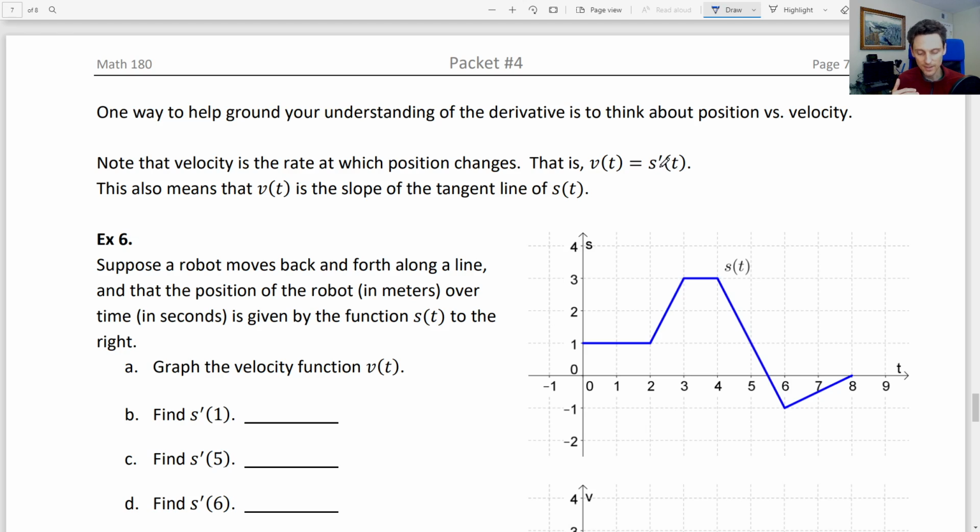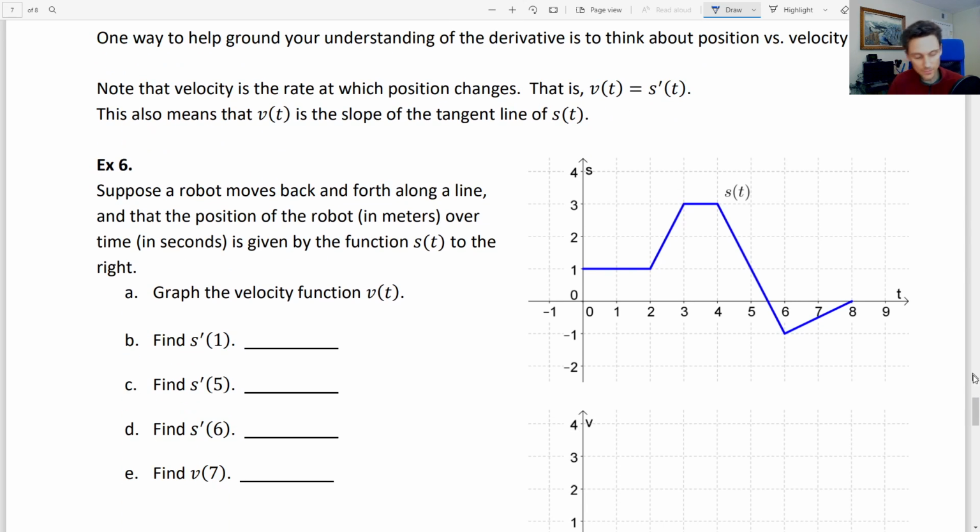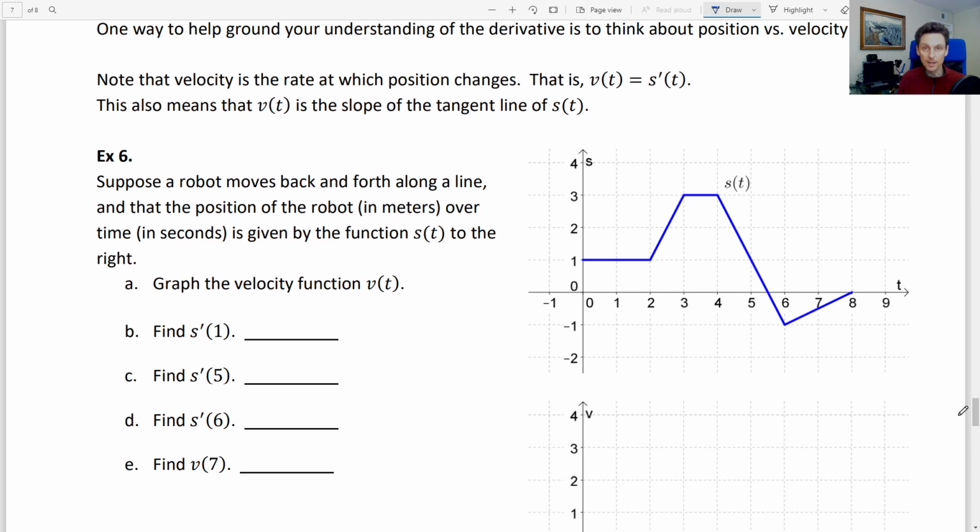And so if velocity is the rate at which the position function changes, then velocity in terms of a function can be written as the derivative of the position function. This also means that the velocity function is giving you the slope of the tangent line of the position function. So this is really helpful to understanding the derivative a little bit better.